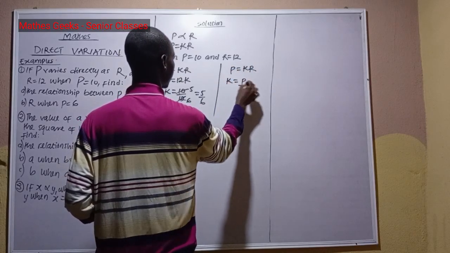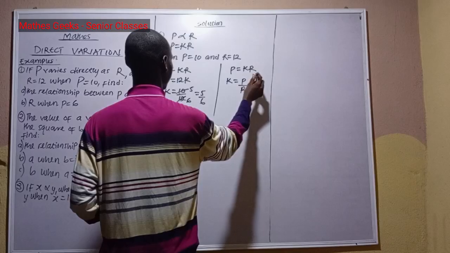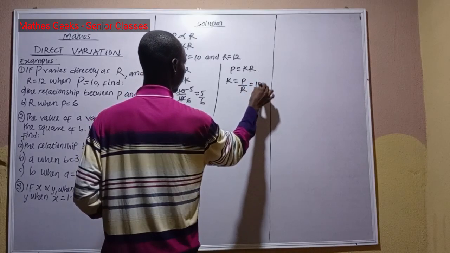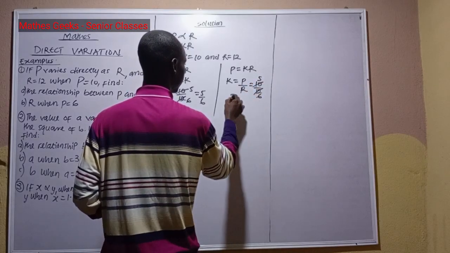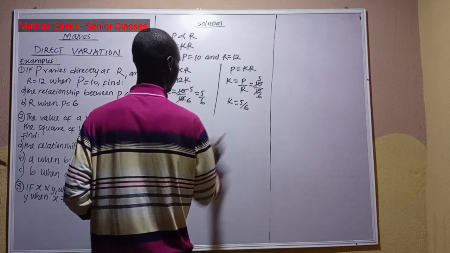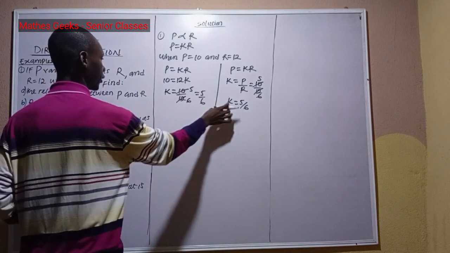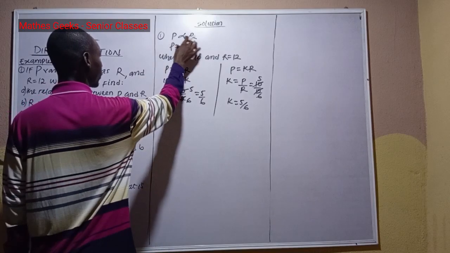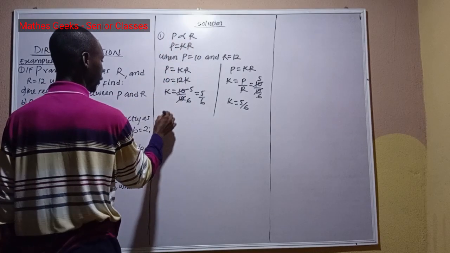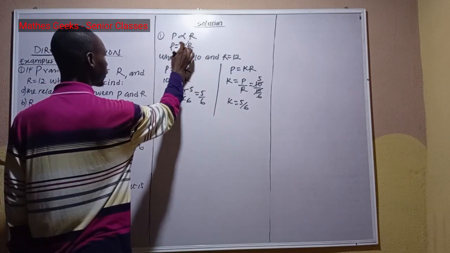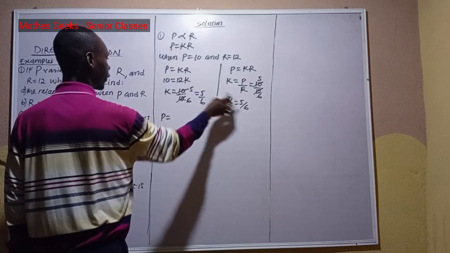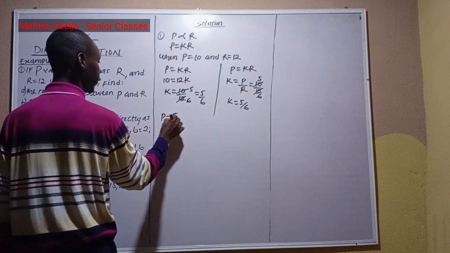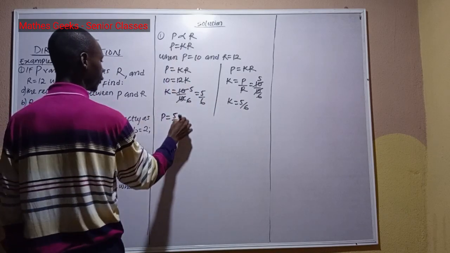Q is equal to P over R, where P is 10 and R is 12. Divide by 2 here, 5, and 2 here, 6. So Q is equal to 5 over 6. Either way, you get the same answer. Now you come back to this formula again and write P is equal to, in place of Q, you put the value you got, 5 over 6 R.